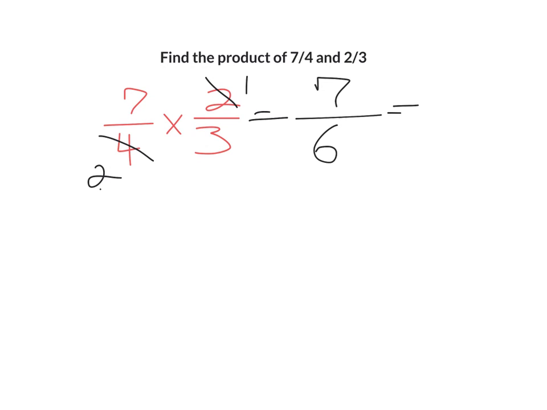We don't want to leave it as an improper fraction unless it asks for it. How many times can 6 go into 7? Once. Our remainder is 1/6. So we did end up with the same answer. So we can use an algorithm, we can use models to show how to multiply improper fractions.